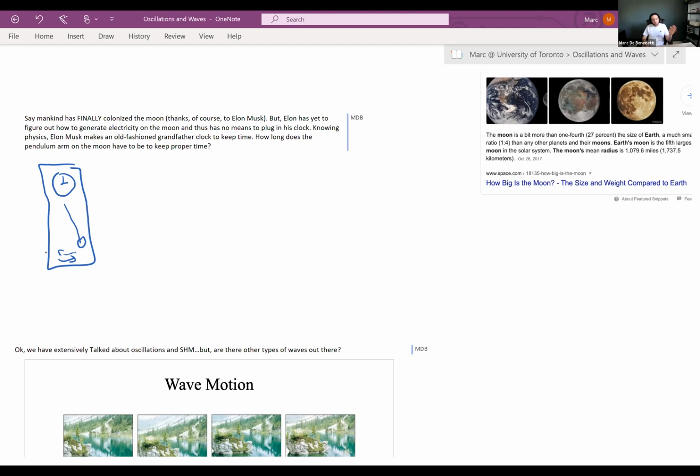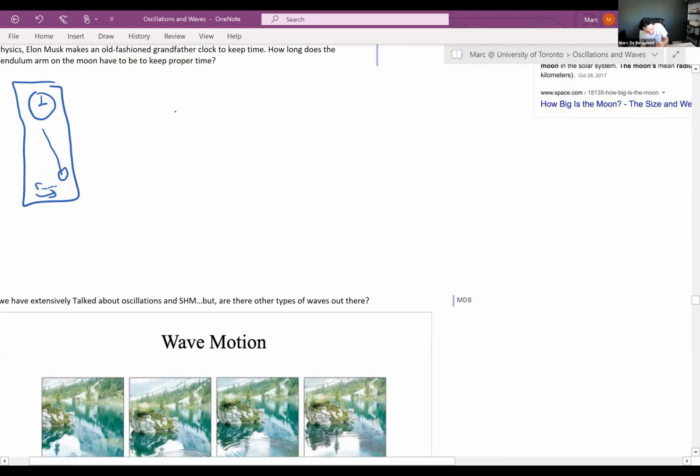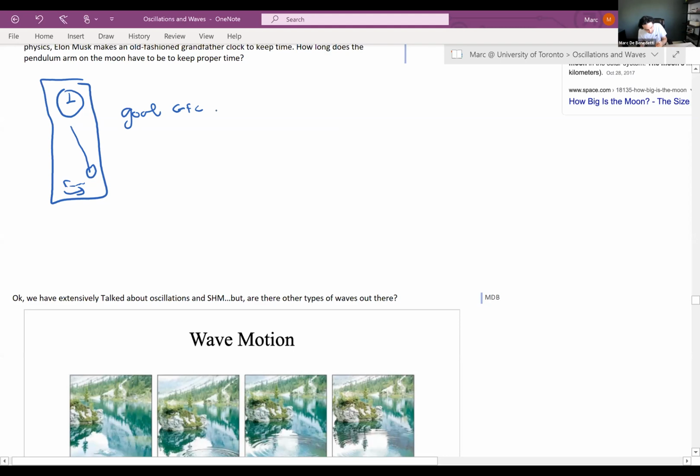So this pendulum in a grandfather clock has to be calibrated perfectly. Because if it was too long or too short, it wouldn't oscillate at 1 second, and it wouldn't keep time properly. It would either be too fast or too slow. So the goal of a grandfather clock, GFC, is for each swing to be 1 second, meaning 1 second this way, 1 second that way.